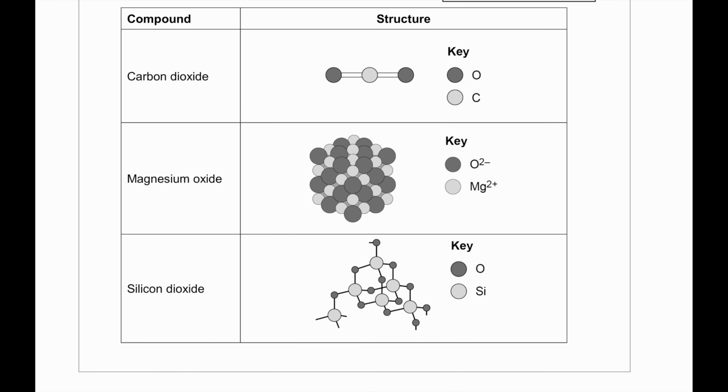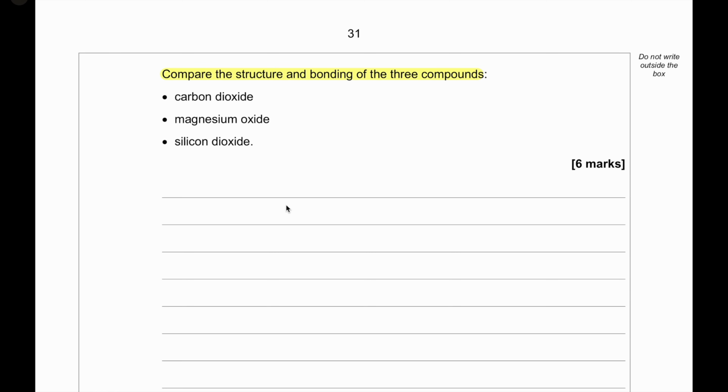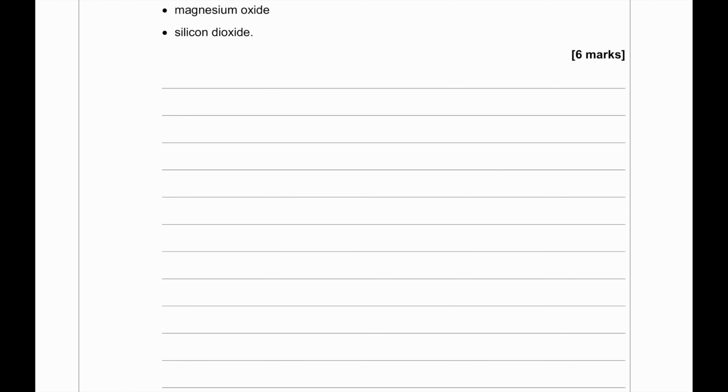Electrons are transferred when magnesium oxide is formed. However, in silicon dioxide and carbon dioxide electrons are shared. We can see in carbon dioxide, carbon and oxygen form a carbon-oxygen double bond. Whereas in silicon dioxide, each silicon atom is covalently bonded with 4 oxygen atoms, and each oxygen atom is covalently bonded with 2 silicon atoms. So guys, this is what we will write. I'm going to give you an example answer.